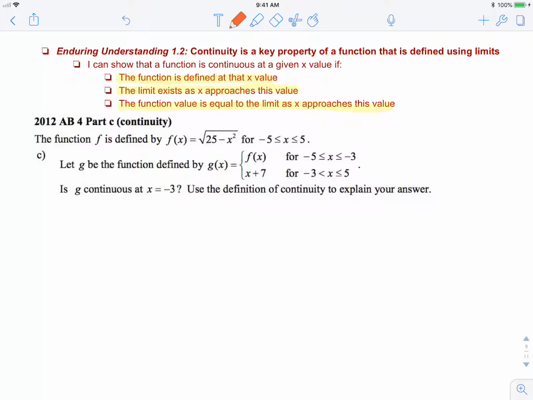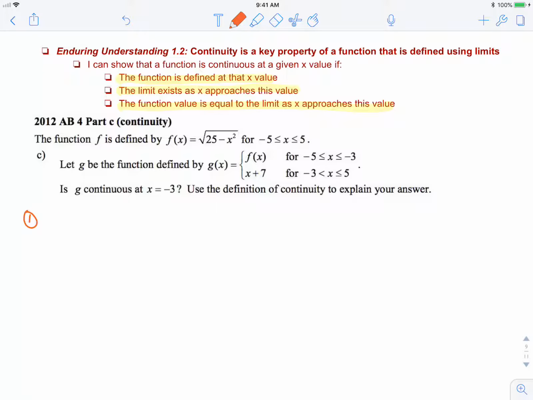So here they've given us the function that is a piecewise function, g of x, and they want us to see, is g continuous at x equals 3? So I'm going to check these three steps.